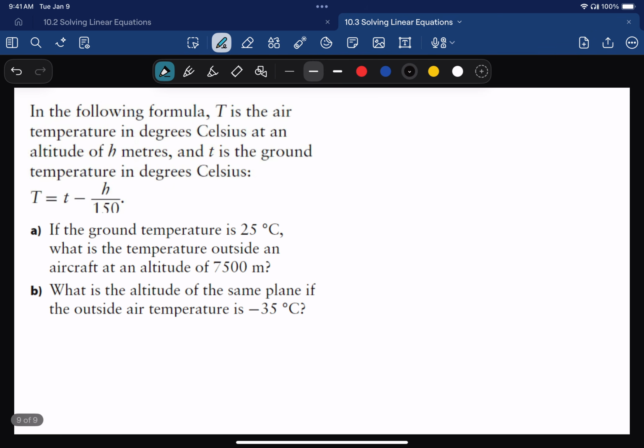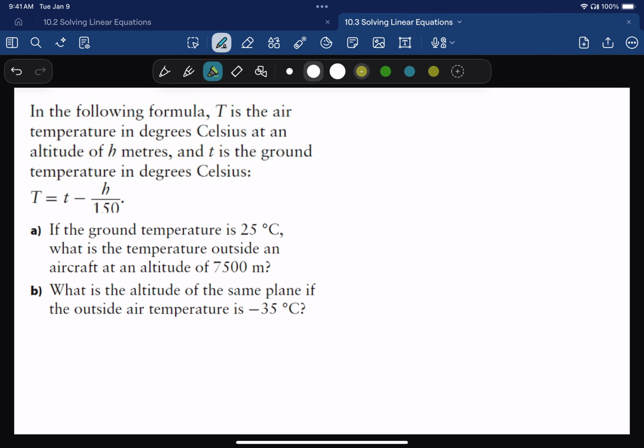Let's try one more word problem. Okay, here we go. In the following formula, T is the air temperature. So T is the air temperature in degrees Celsius at an altitude of h meters. And little t is the ground temperature in degrees.